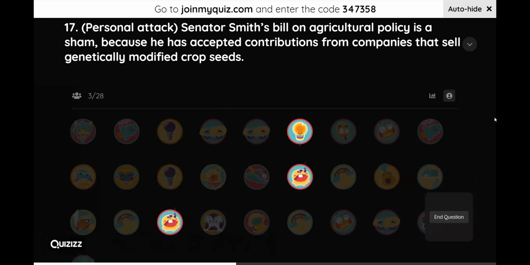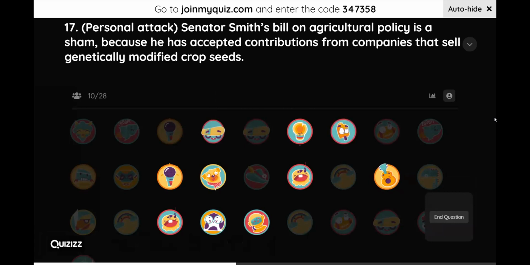Personal attack. So Senator Smith's bill on agricultural policy is a sham because he has accepted contributions from companies that sell genetically modified crop seeds. So what are we trying to say overall about the senator? And why are we saying that about him?